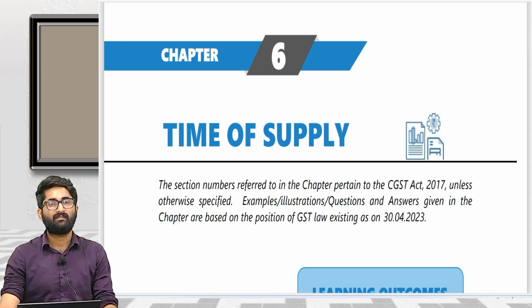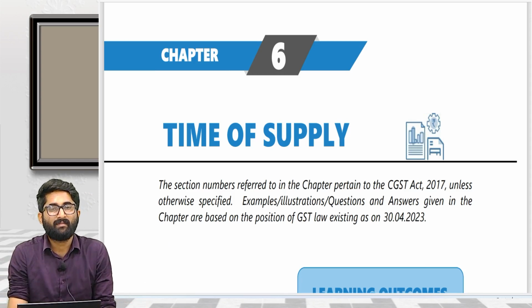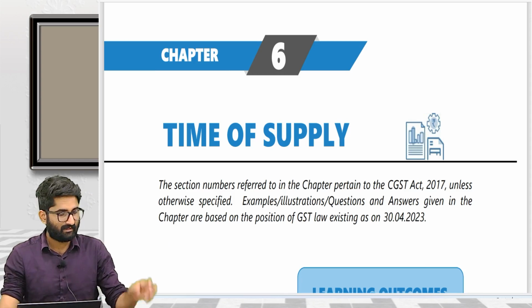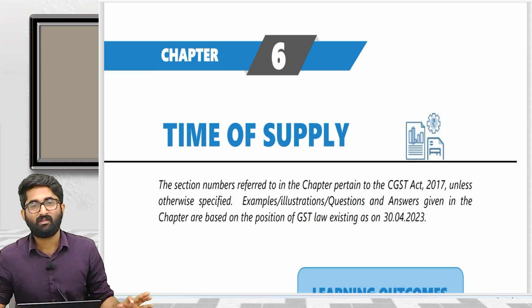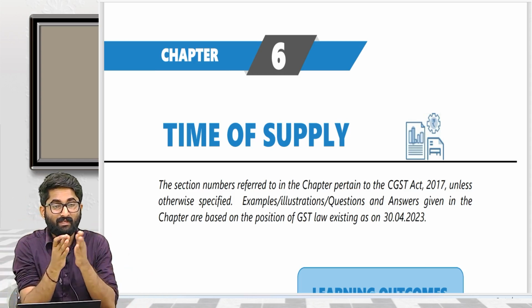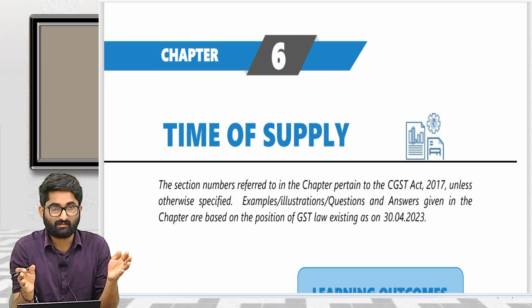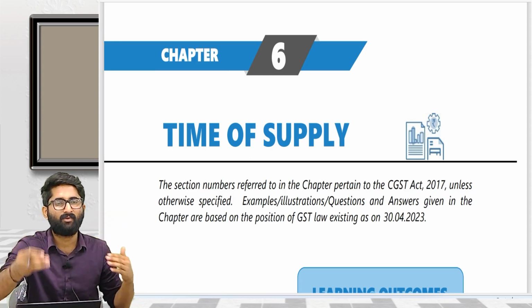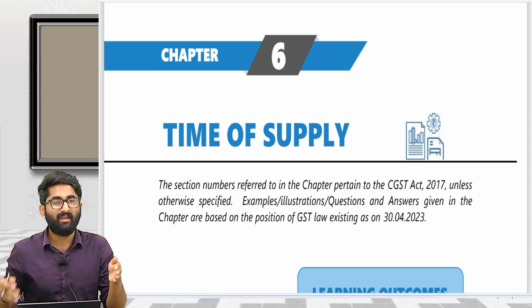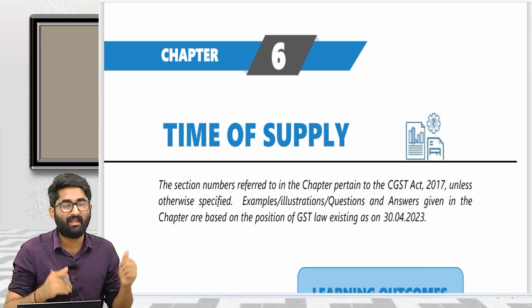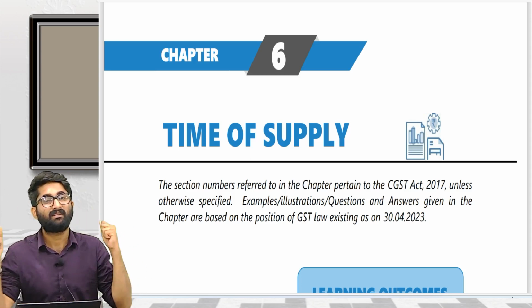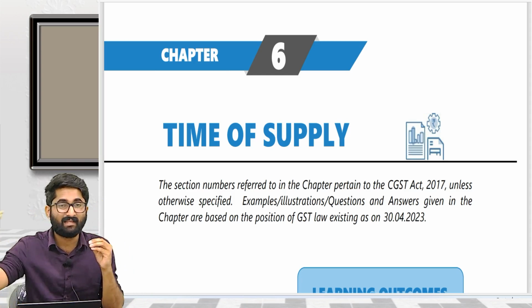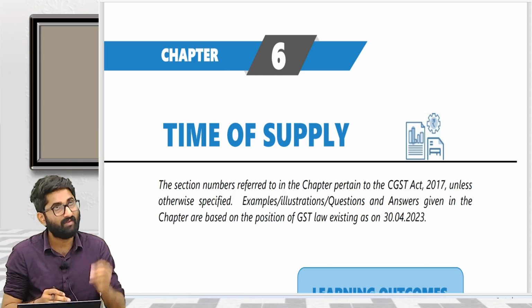Now we are revising the chapter Time of Supply. So why time of supply, sir? It is very simple. We will divide the taxable event into many parts. Example: you ordered goods on one day, and I dispatched the goods on another day. You paid me after 2 months. Then when do I have to pay the GST to the government? I will collect it for sure, sir, but I have to pay it to the government.